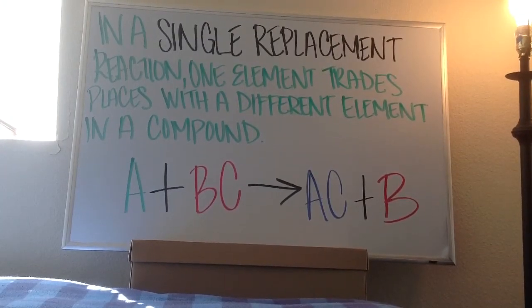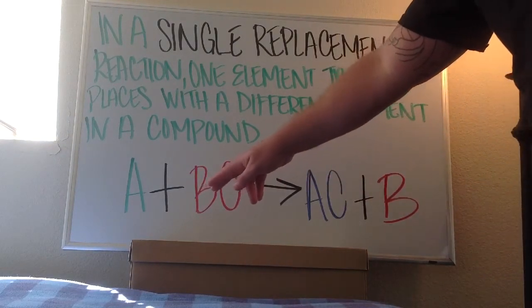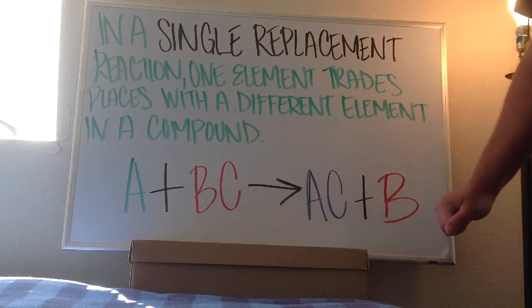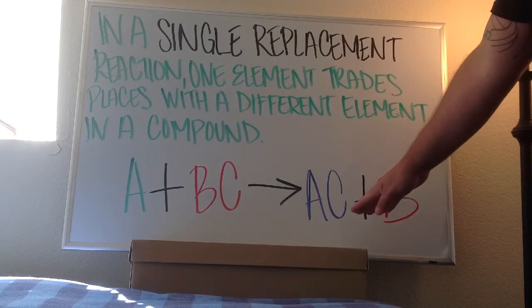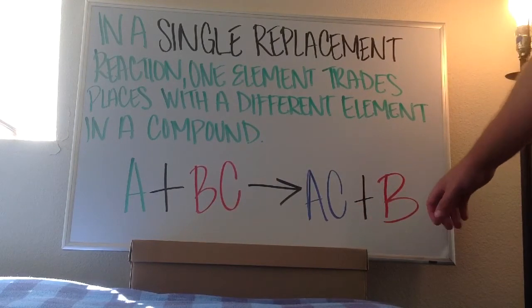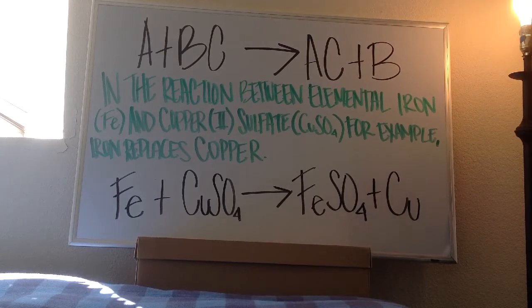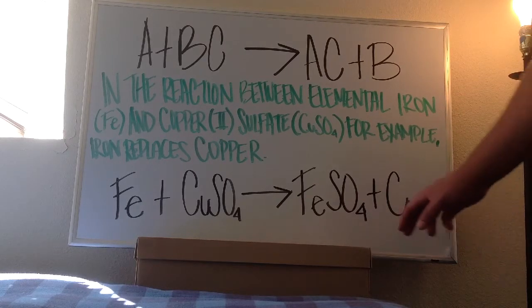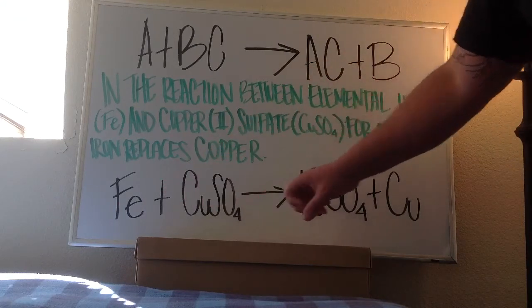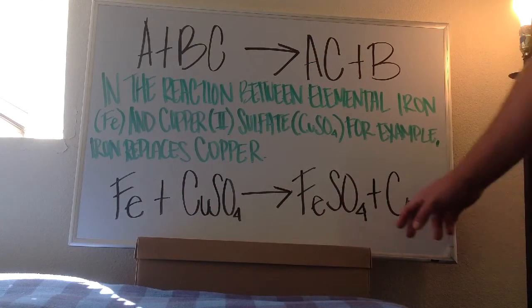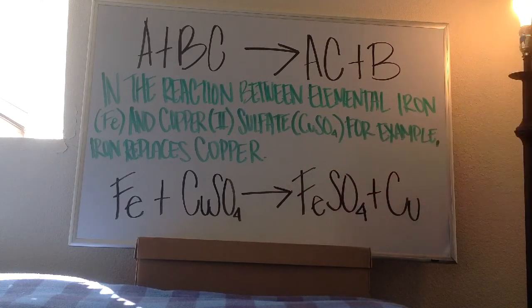In a single replacement reaction, one element trades places with a different element in a compound. The reactants A plus BC go to make the products AC plus B. A plus BC forms a new product AC plus B. In the reaction between the element iron and copper sulfate, for example, the iron replaces copper.